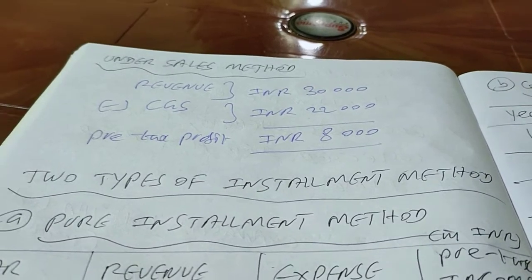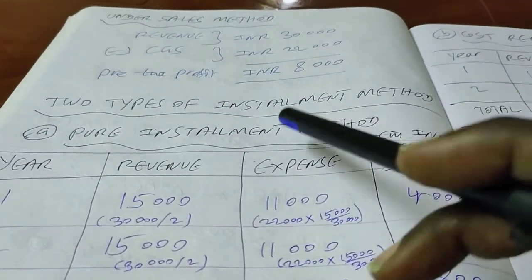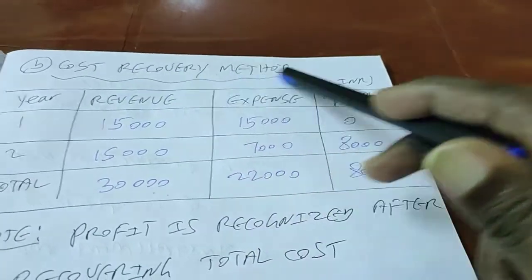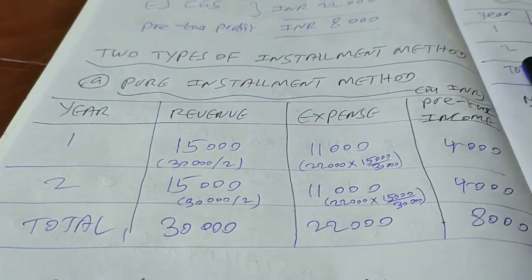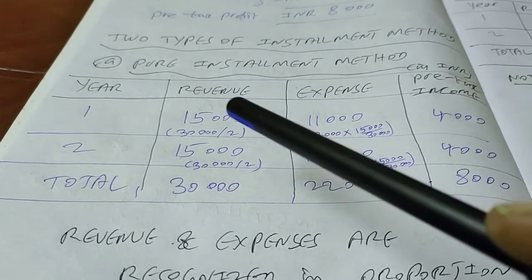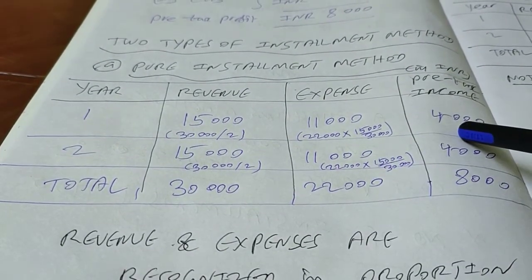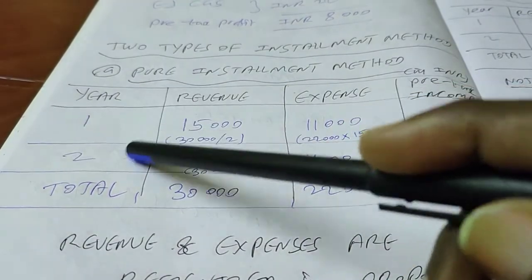Suppose you are going to follow installment method, there are 2 types of installment method. The first one is known as pure installment method. The second one is known as cost recovery method. Now let's look at the first one, pure installment method. Under pure installment method, how revenue, expenses and pre-tax profit are going to be recognized is the question. So there are 2 years, year 1, year 2.